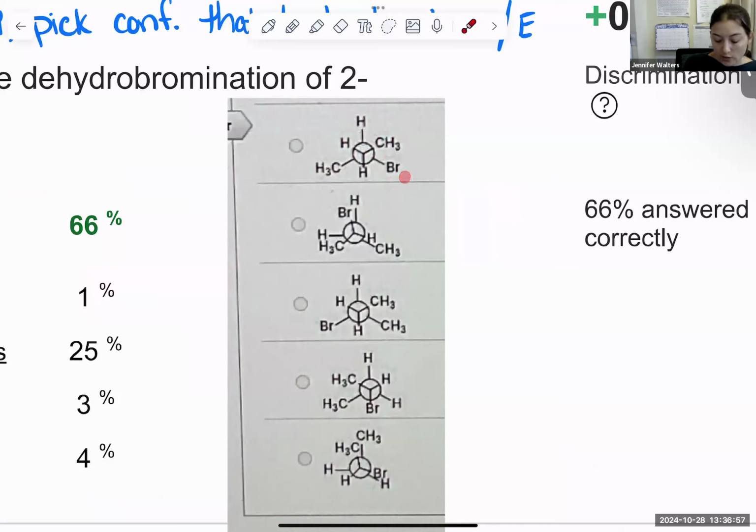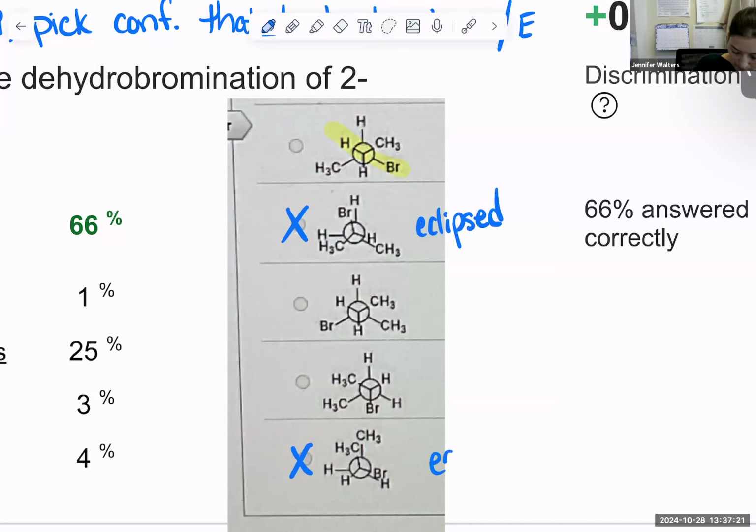This one ultimately is going to be the correct answer because I see that I have my methyl groups anti, and so I'm taking this hydrogen, which is leading to the most stable alkene, the trans alkene, where the big groups are as far apart as possible. It'll never work with eclipsed, so we can't do that one, because we need to be staggered. We need that antiperiplanar, which means that we're staggered.